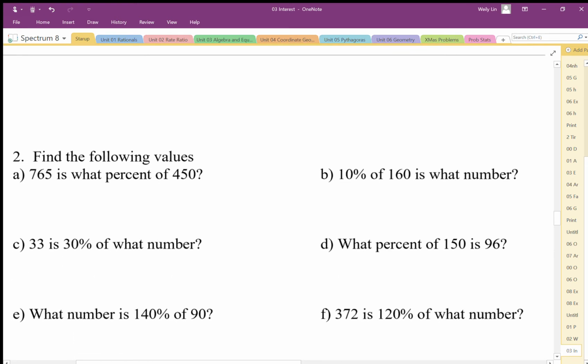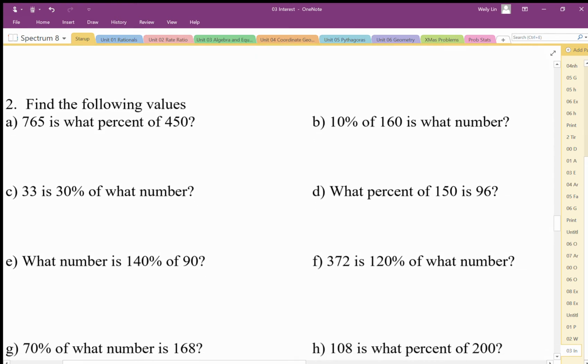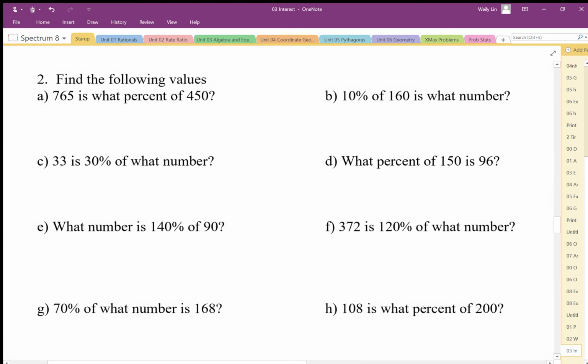Okay, so here are some percentage problems. We can set this up as a ratio, but we're also going to start using a multiplier. So, 765 is what percent of 450? Well, 450 represents my whole, so I need to put it down here. 765 represents my part.